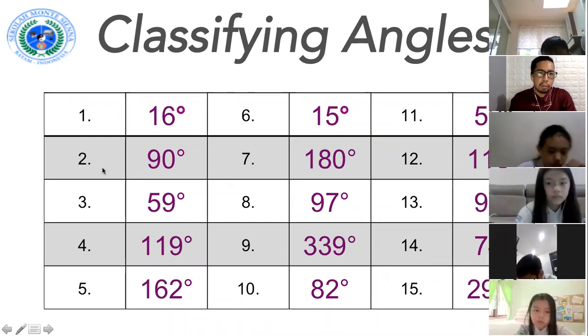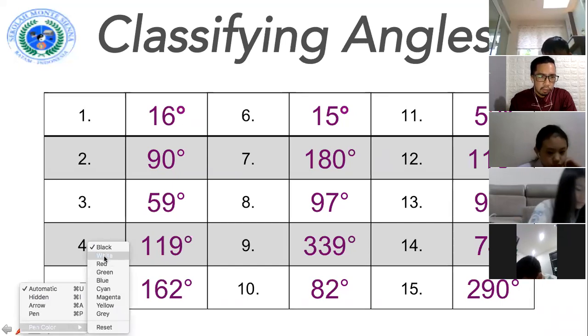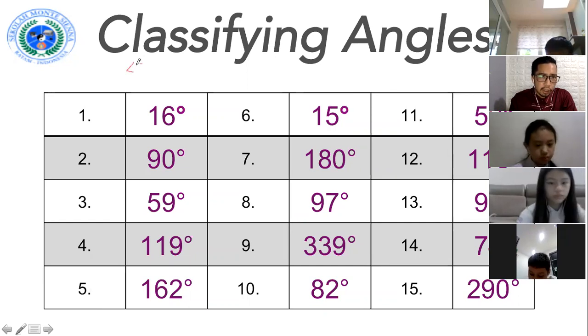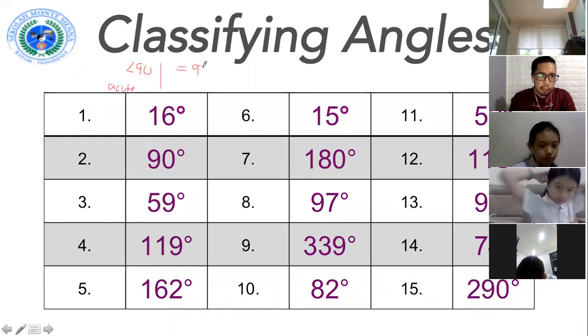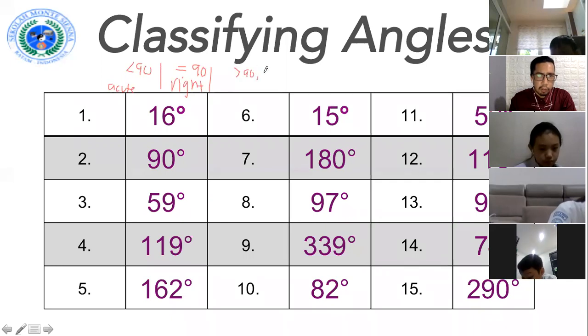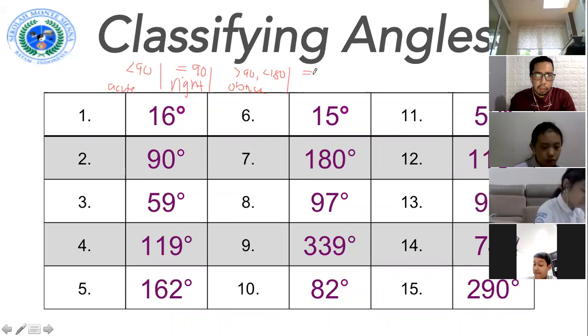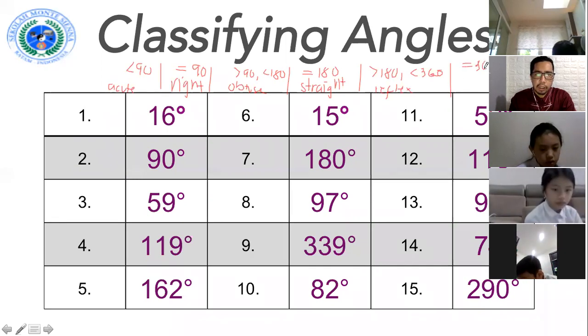I want you just to remember the measurements. If it is less than 90, it's acute. If it is equal to 90, then it's right. If it is greater than 90 but less than 180, it's obtuse. If it is equal to 180, it's straight. Greater than 180 but still less than 360, it's a reflex. And lastly, equal to 360, it's a full.